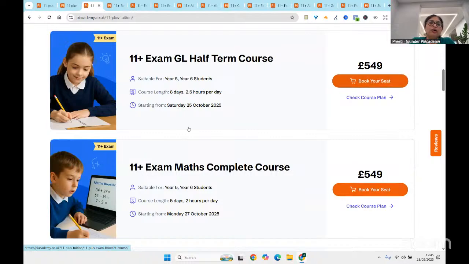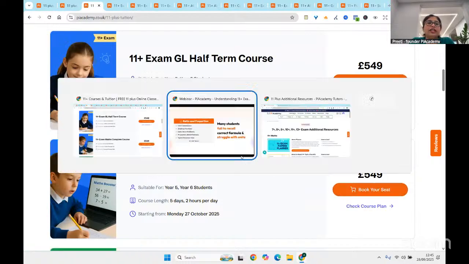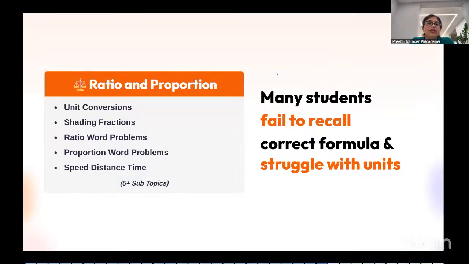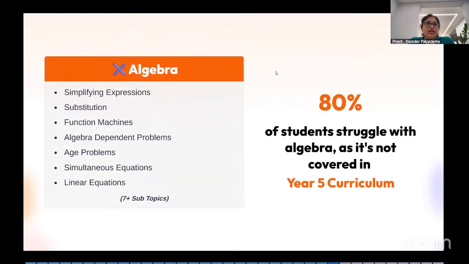Coming back to where we left, so we talked about ratio and proportion. So all the topics, now the topic wise page, our courses page where all the courses are mentioned in much detail. I will go on to the next topic now, which is algebra.